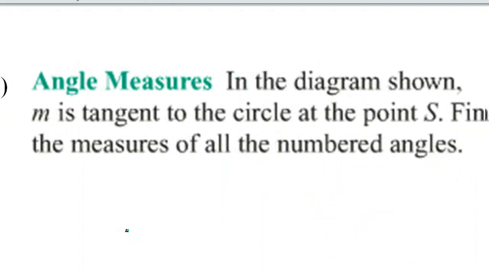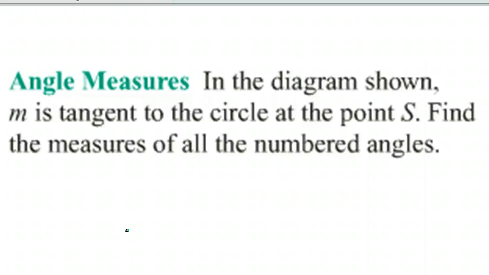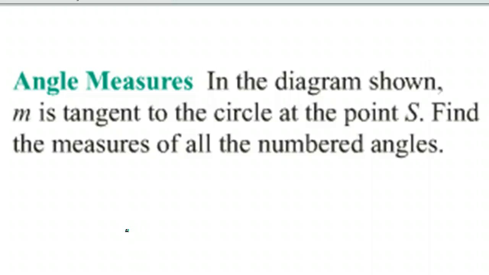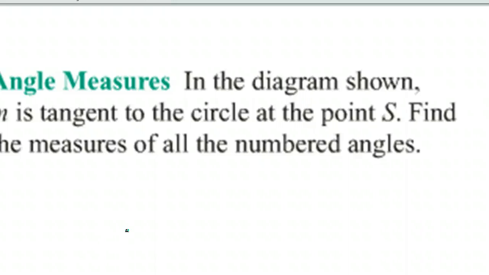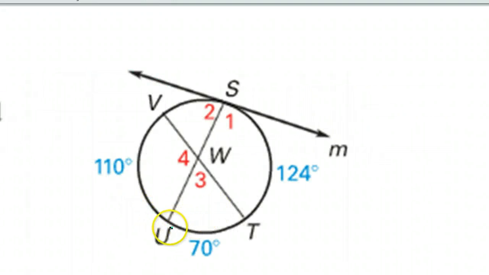Number 18. In the diagram shown, M is tangent to the circle at point S. Find the measures of all the numbered angles. So you really need to get your highlighter ready, because with all of these angles and arcs mixed up into one problem, it's really important that you highlight one angle at a time and match it with the correct arc. Otherwise, you're just going to get confused. So I'm going to try to go in order: angle 1, angle 2, angle 3, and angle 4. Let's see how I do.